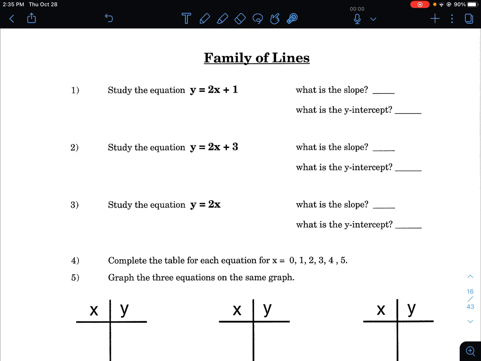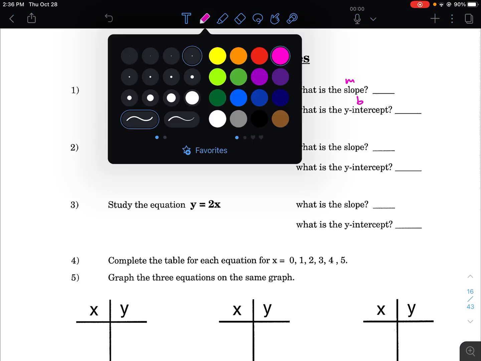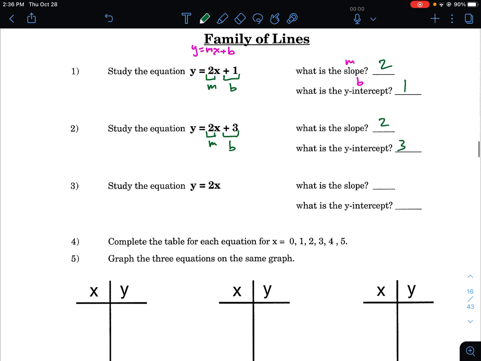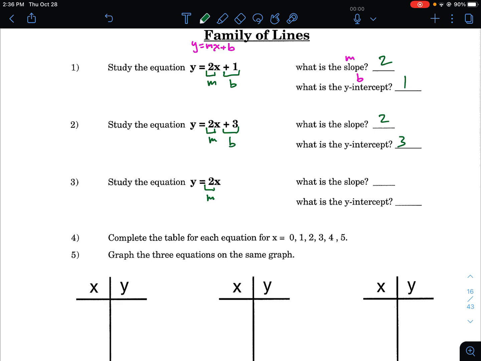We are going to need to figure out the slope and the y-intercept of these lines. Remember, y equals mx plus b, right? Slope is m, and y-intercept is b. So the 2 is the m, the plus 1 is the b. That means 2 and 1. Let's look at this one. This is slope, and this is y-intercept, that's b. It's 2 and 3. This one right here, that's slope, it's being multiplied by x, and the y-intercept is nothing, I guess, so 2 and nothing, which is 0.